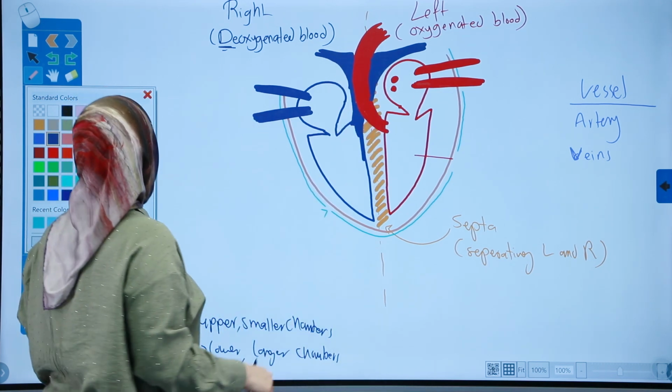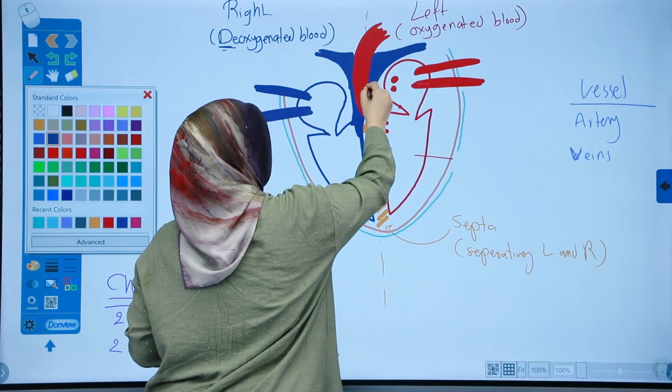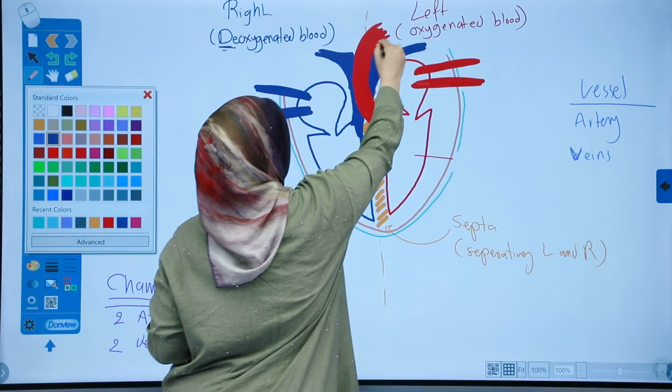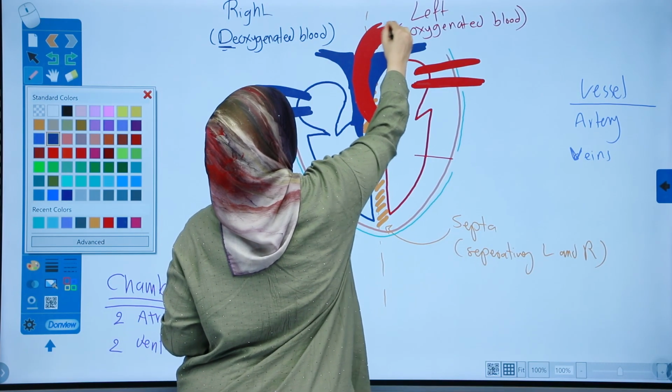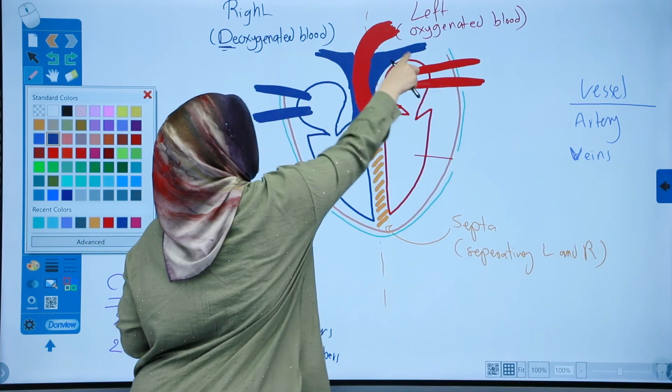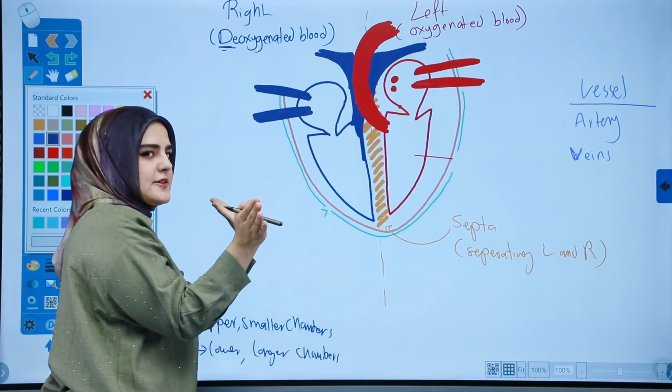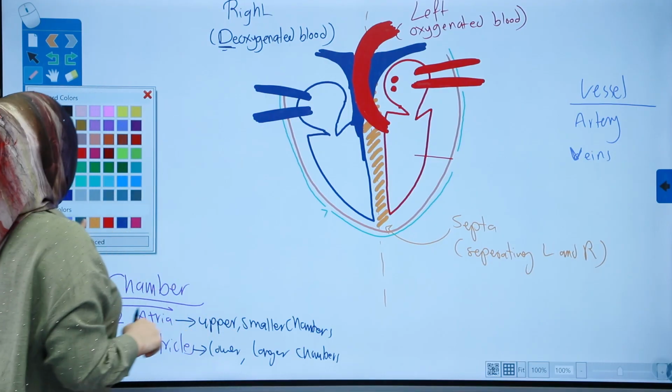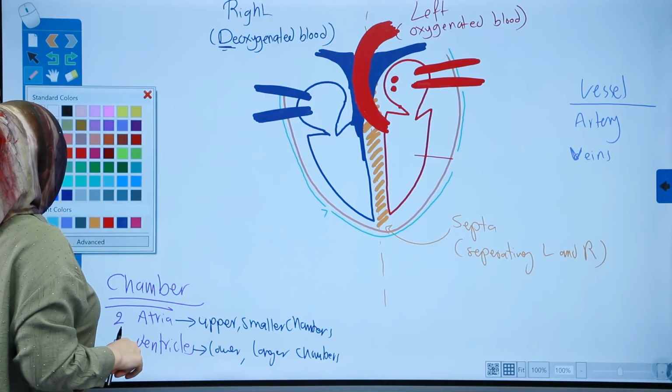Notice I gave them some shapes that are unique for them. Like this one has this arc shape, it's going that way, but this one has two branches at the end. Let's learn what's happening here.